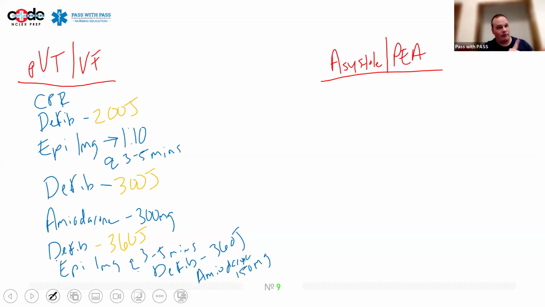CPR right off the bat. We recognize the patient's in cardiac arrest, so we've got to start CPR. Okay. Defibrillation happening as soon as we can possibly get it to happen. From there, that kind of kicks off our 2 minute cycles. So we've got epinephrine going, 1 milligram of 1 to 10 every 3 to 5 minutes. That's going to happen for the duration of the cardiac arrest.